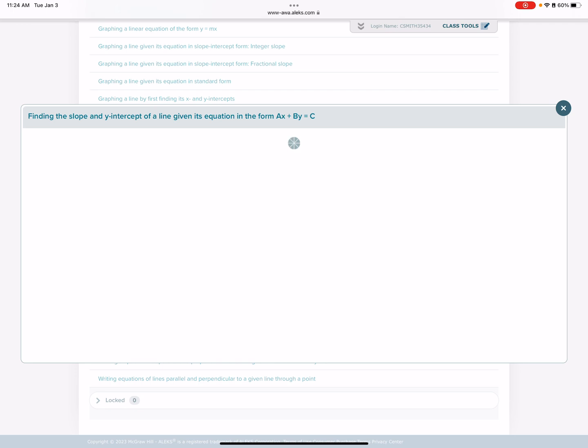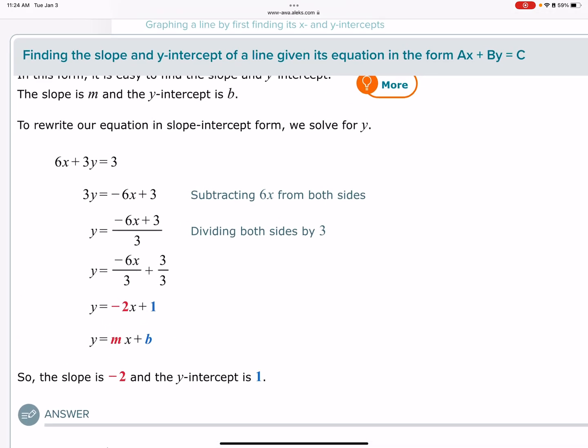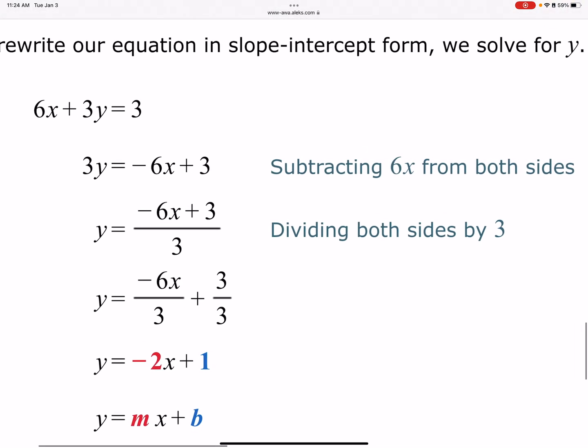Okay, this is finding the slope and y-intercept of the equation in the form ax plus by equals c. This is called standard form. Basically, it wants you to change this to y equals mx plus b form, which is called slope-intercept form, so that you can easily pull out the slope and the y-intercept. I'm going to talk you through these steps. So you have 6x plus 3y equals 3. We need to isolate our variable and get y all alone.